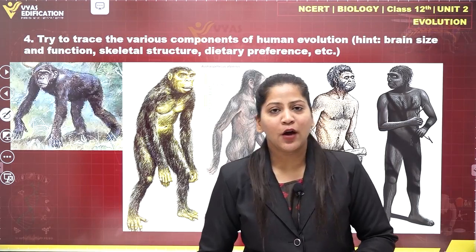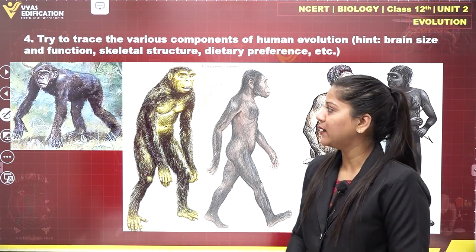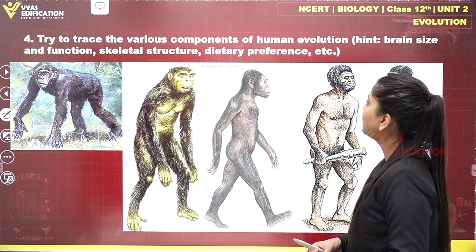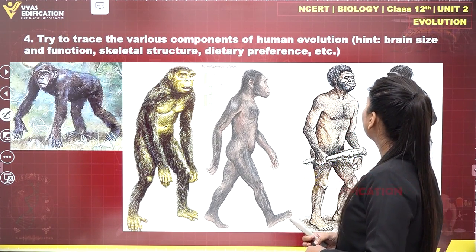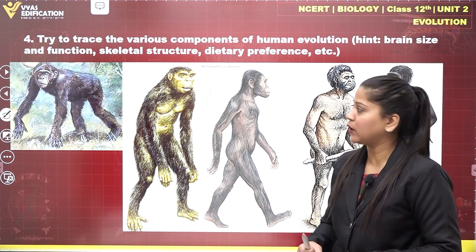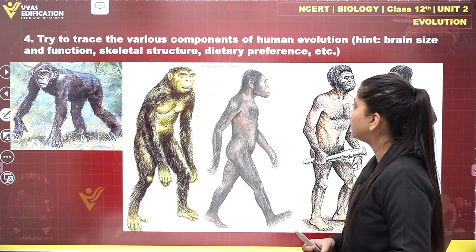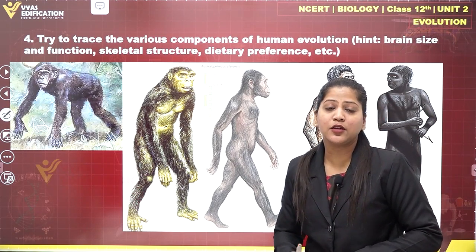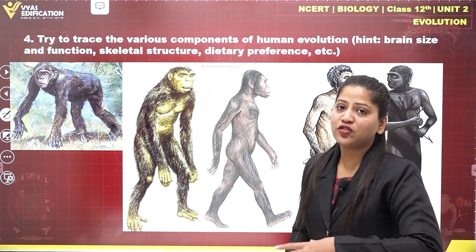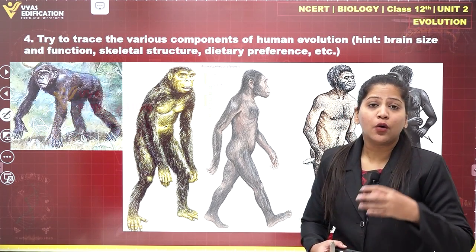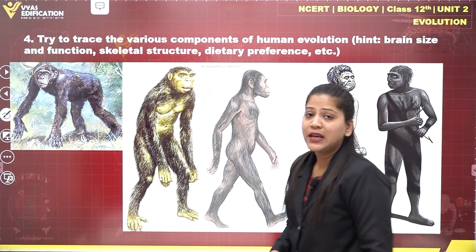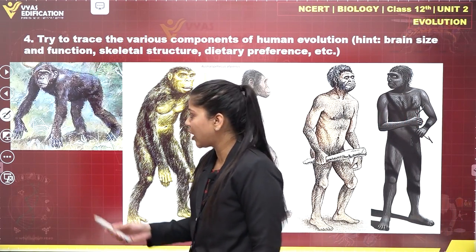So now we'll be talking about question number four, and this question is asking, try to trace the various components of human evolution, and we have been given hints like brain size and function, skeletal structure, and their dietary preference. So we have to trace the human evolution, right? And I have brought some pictures of the organisms in the evolution of human. So first, the evolved organism in the evolution of human was Dryopithecus.